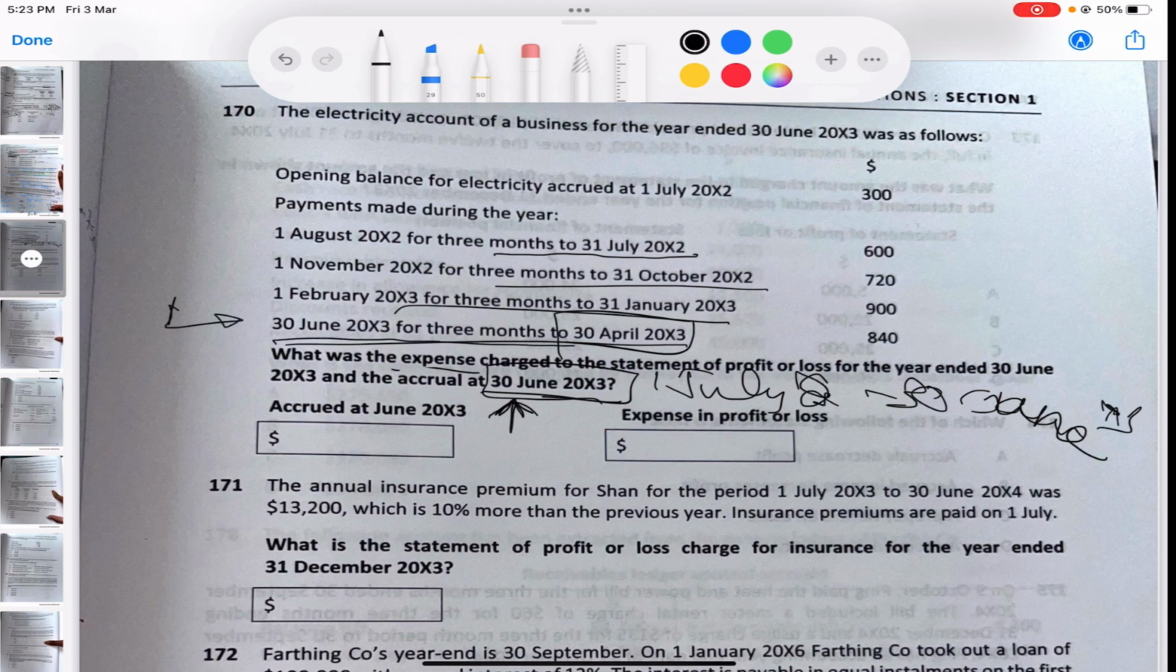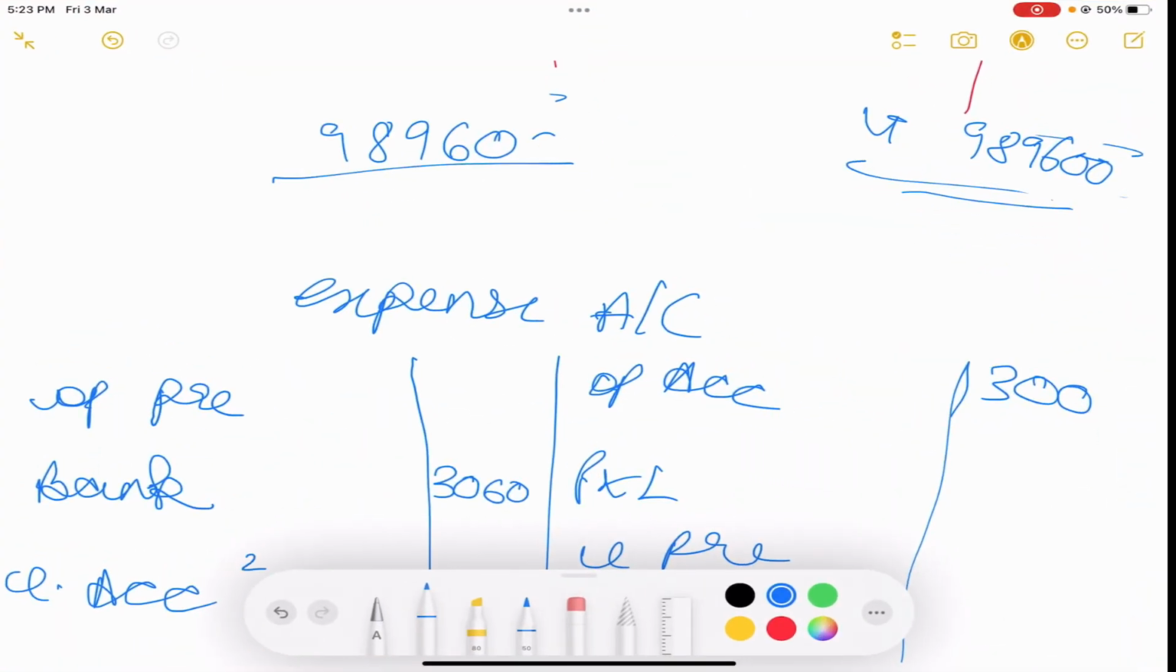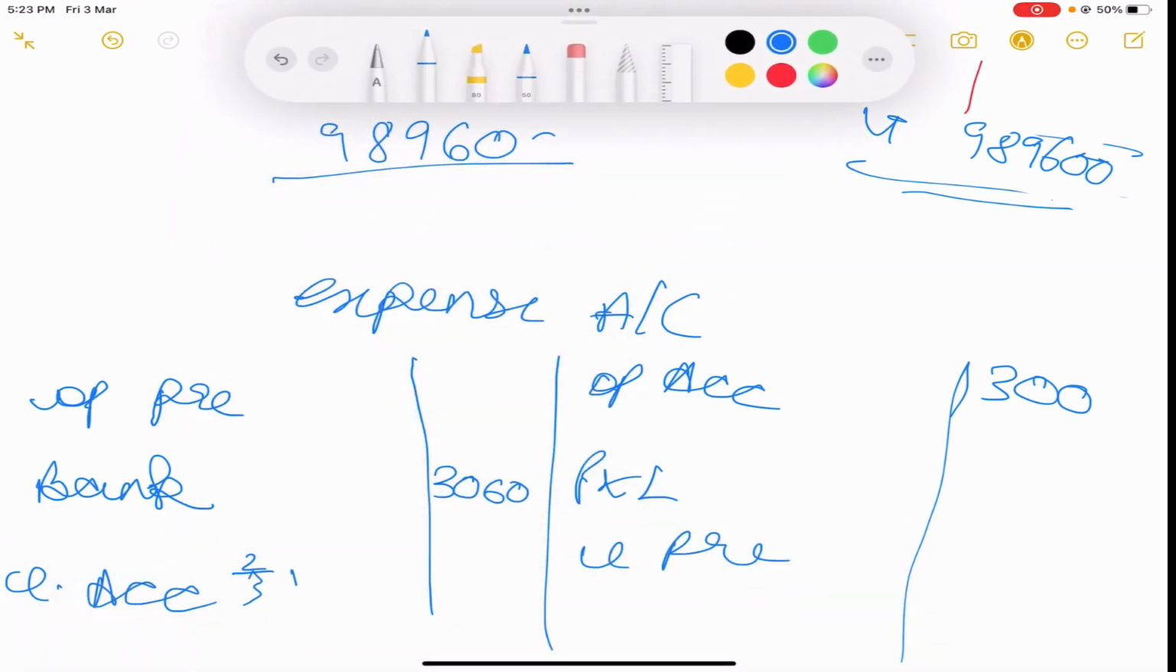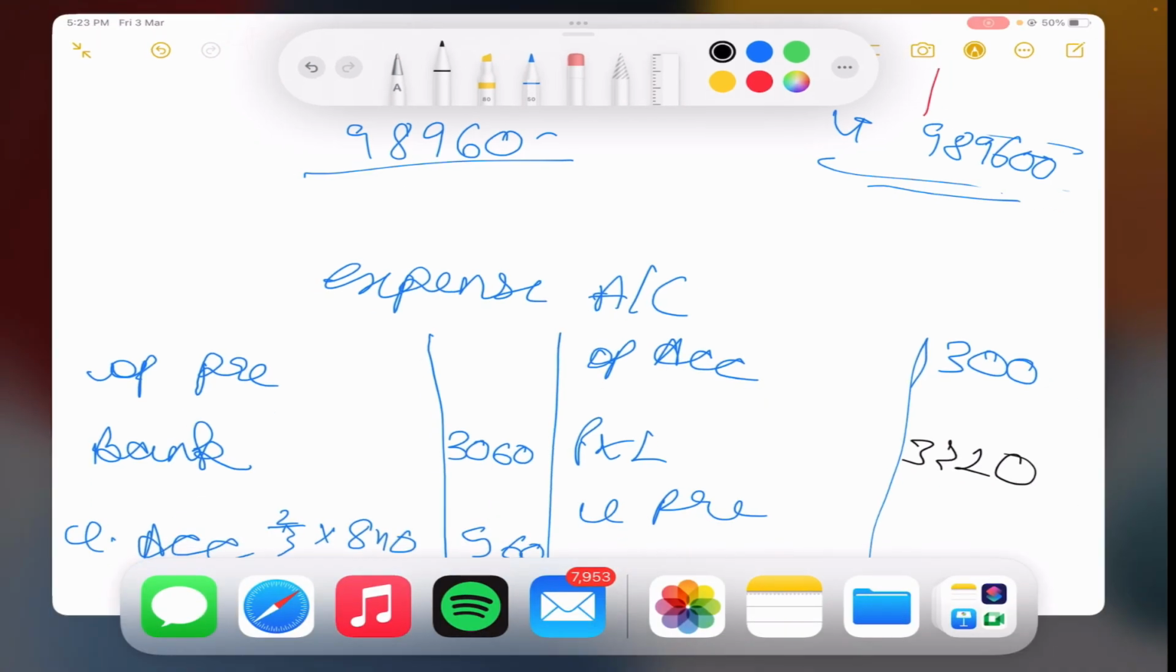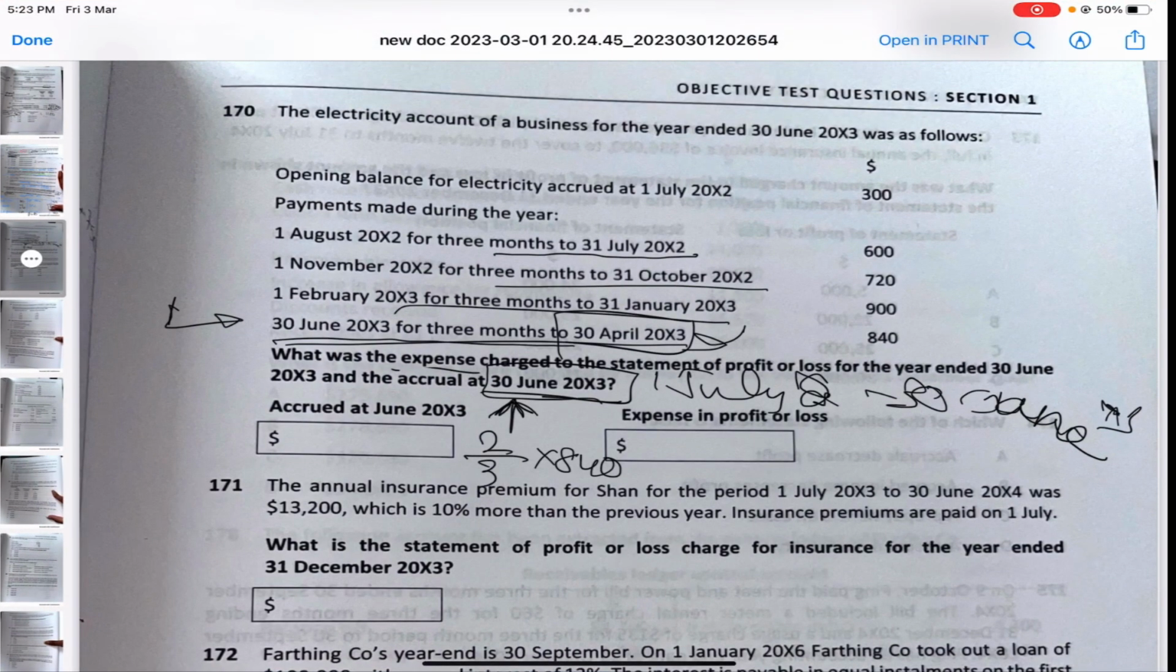Here I have made the payment only till April. So I have to make the payment of May and June. So 2 months is accrued, 2 months payment I haven't made. So 2 by 3 of 840 will be my closing accrued. I hope you're understanding how I did that. Now just do your balancing and you'll get the answer. The answer will be 3320. Okay, so that is our 170 question.